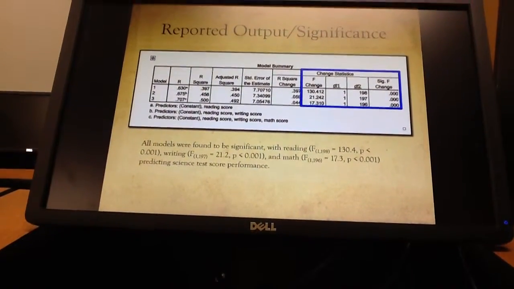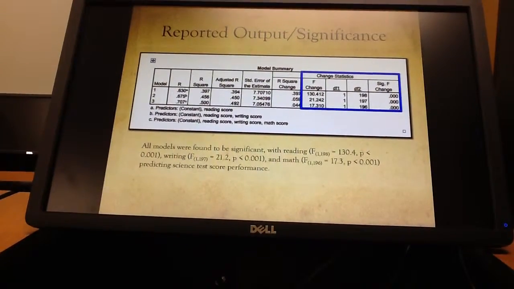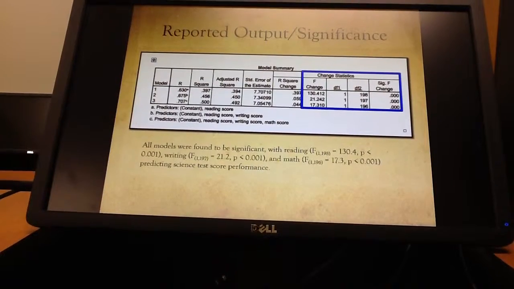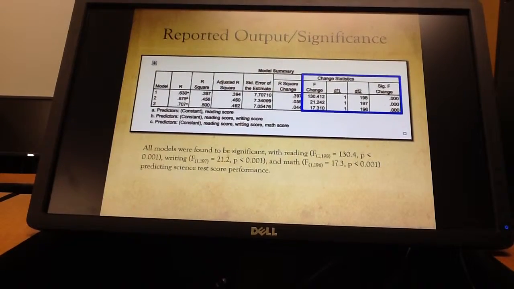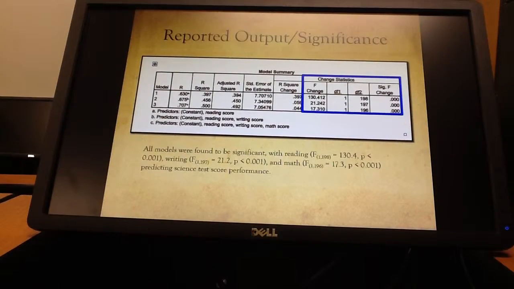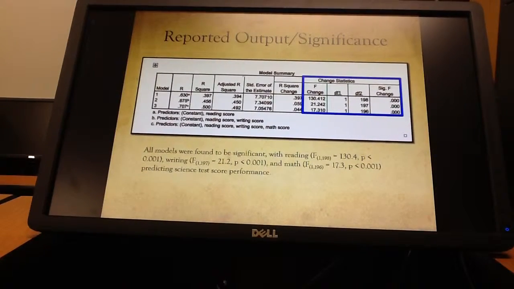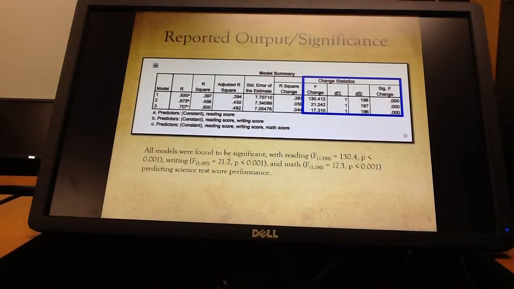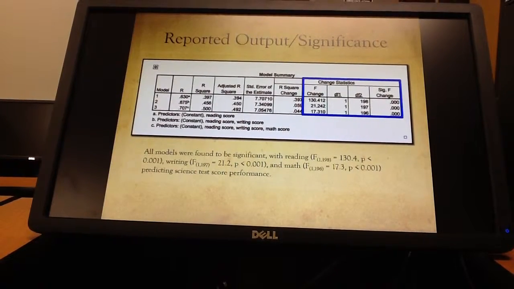So the reported outputs, or significance, is shown in this table in the model summary. For us, all models were found to be significant, with the reading of f equals 130.4 and p less than 0.001. For writing, f equals 21.2, again with p less than 0.001. And for maths, f equals 17.3, p is again less than 0.001. So all of these are good predictors of science test score performance.